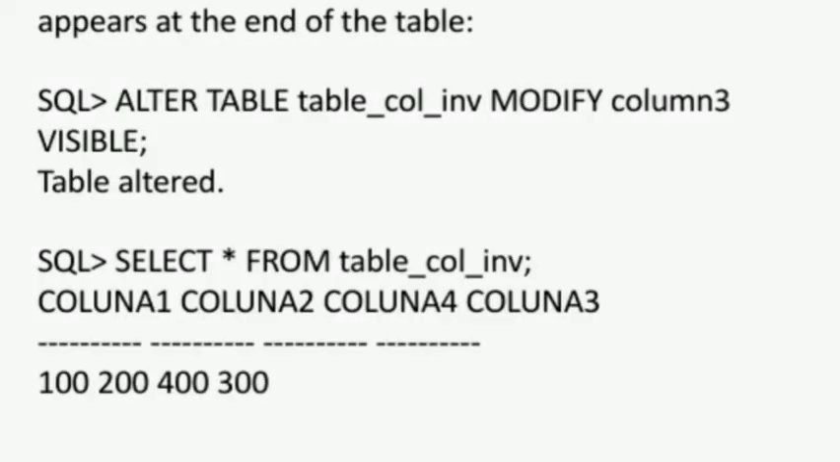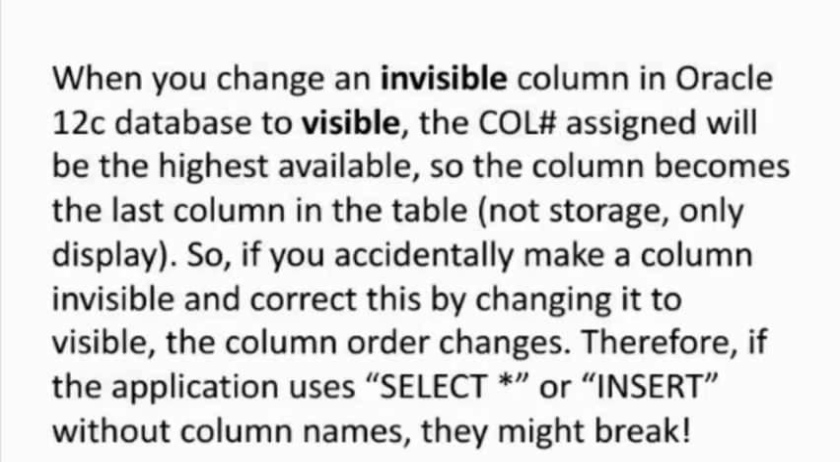When you make the column invisible, we can see that it appears at the end of the table. An alter table statement like below: alter table table name modify column visible. Using this statement, we can make the invisible column visible. And in the select statement, select star from the table, once you issue that after the alter table statement making it visible, it will list the column as well, but it will be at the end of the column list.